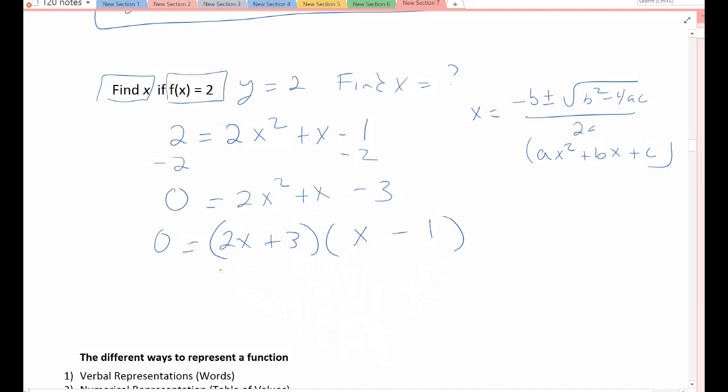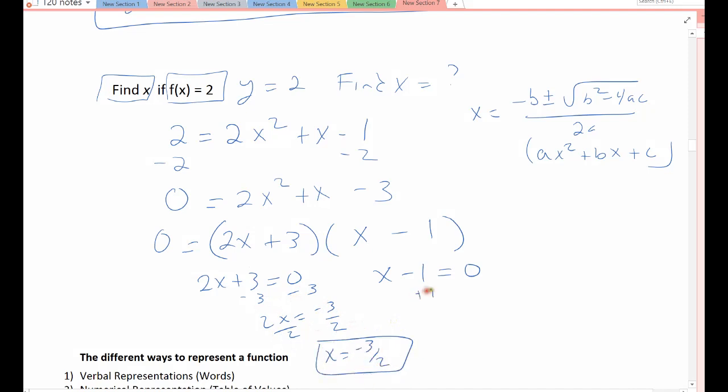And then what you do is you use the zero product property, which means 2x plus 3 can be 0 or x minus 1 can be 0. Solve this, so move your 3 over. 2x equals negative 3, divide by 2. x equals negative 3 halves. And then over here, I'm just moving the 1 over, so x equals positive 1. So there are 2 answers.